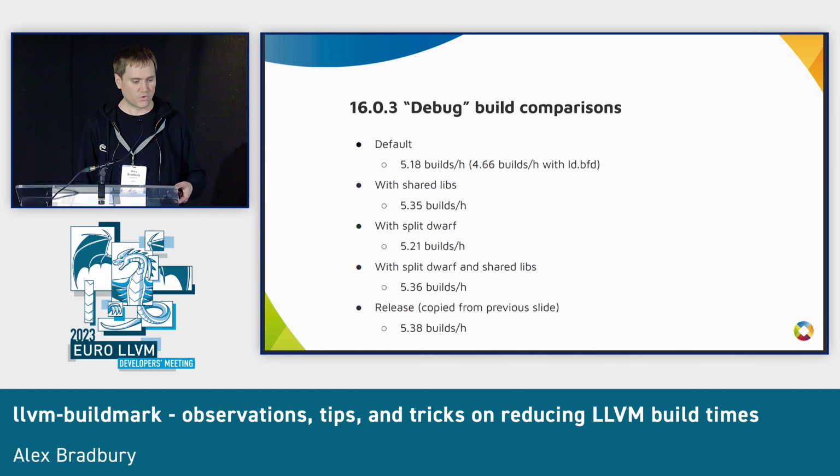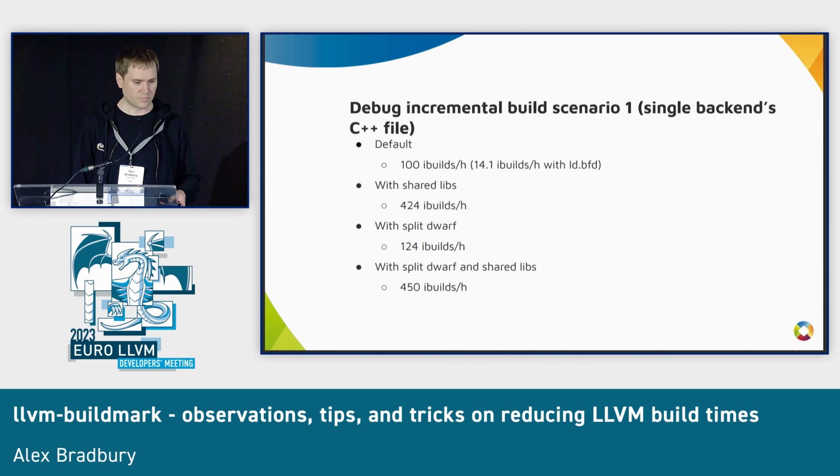As you can see, for a from scratch build, there's not a huge amount of difference either with shared libs or split DWARF. Split DWARF just separates your debug info into separate files. But if you start looking at a fairly standard incremental build scenario, so if you're modifying a single C++ file in one backend, in this case RISC-V ISel lowering in the RISC-V backend, just going with the default build options, the incremental build is relatively slow, 100 incremental builds an hour. If you're stuck using, or you fail to switch away from using, BFD, it's very, very slow, only 14 builds an hour. You're spending a huge amount of time linking. Shared libs, much faster, 400 or so. Split DWARF is a performance improvement, and then using both is the best.